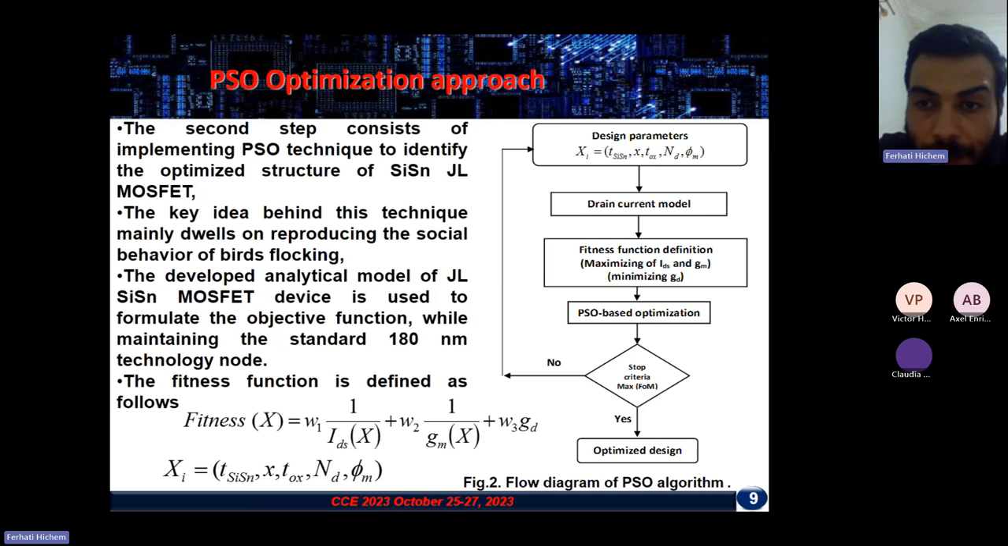So the parameters to be optimized are the thickness of the silicon tin film, the mole fraction of the tin in the suggested silicon tin channel, and the oxide thickness also is optimized. So the uniform doping concentration of the junctionless structure is also optimized. And finally, the work function of the gate is also optimized.